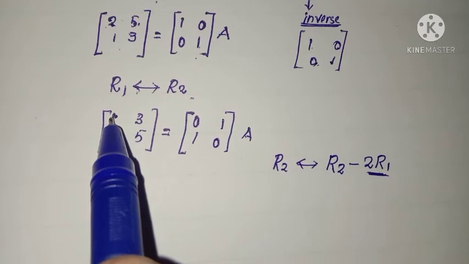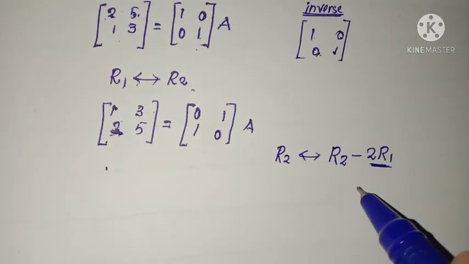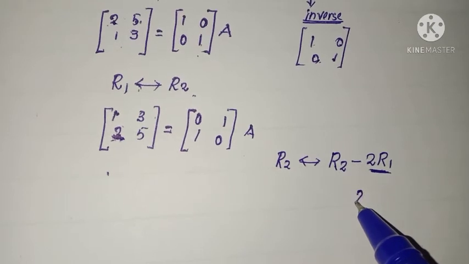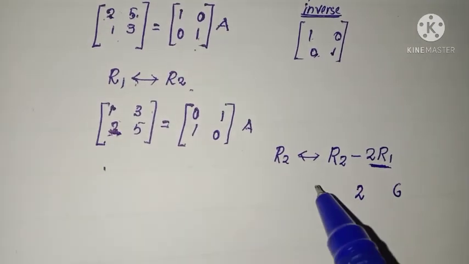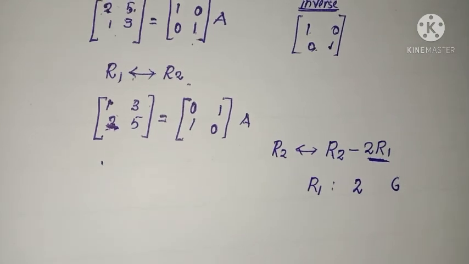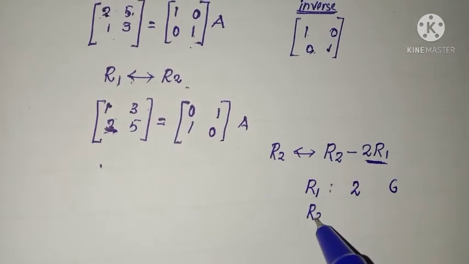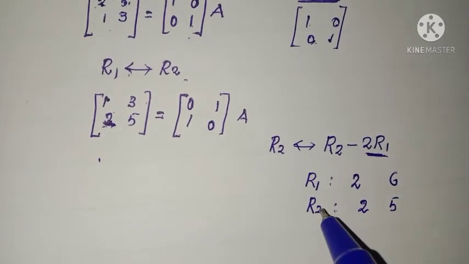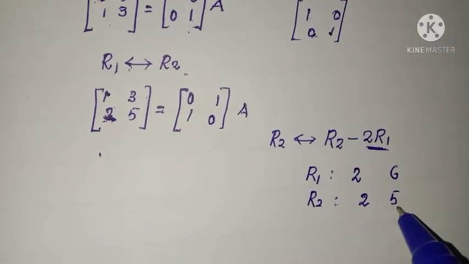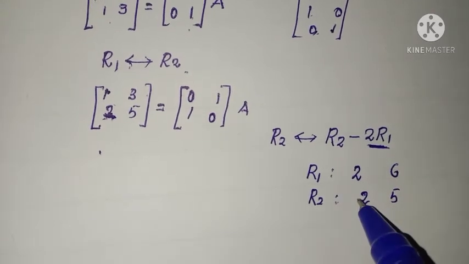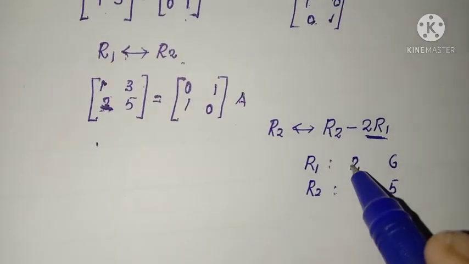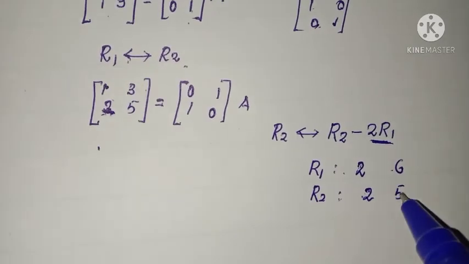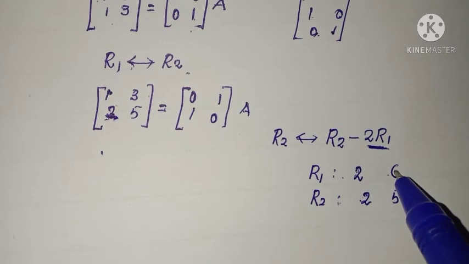Listen, if we multiply the first row by a scalar, the first row becomes 2, 6. So this is our new first row. There is no change in the second row. What is the second row? 2, 5. Now I want to change this second row. So from the second row, we want to subtract this new first row. 2 minus 2, 0. 5 minus 6, minus 1.